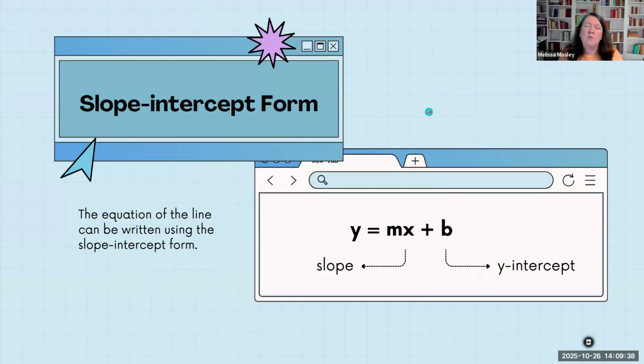Now, one thing we need to know to be able to read linear relationships is which form the equations are going to be in. So they are going to be in slope-intercept form. So the equation of the line can be written using this formula. Y equals mx plus b, where slope is your m and b is your y-intercept.